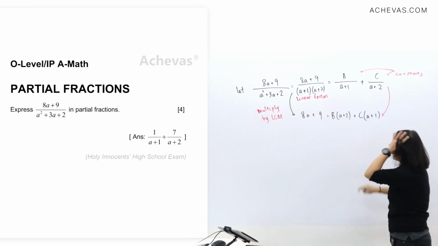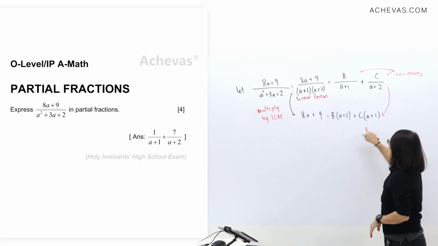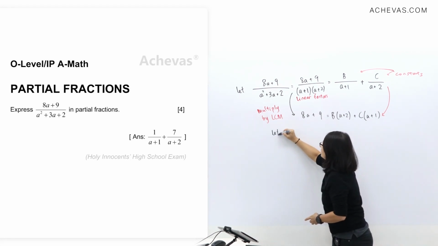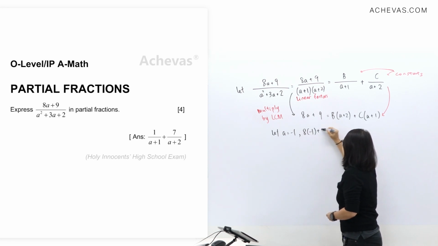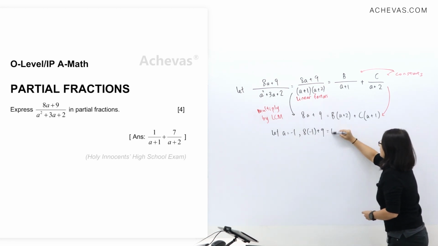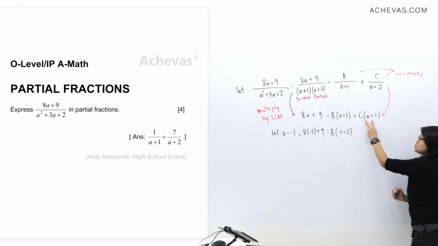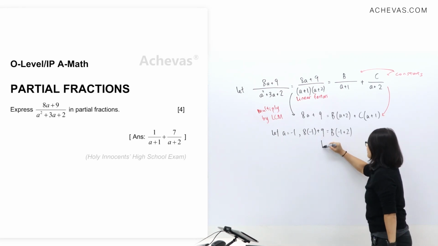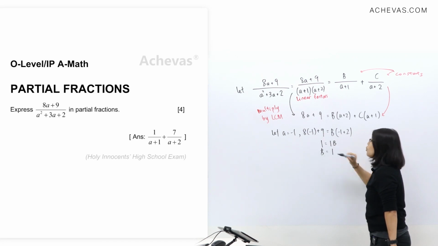Next step is going to be easy. For these two brackets, I'm going to work on one each time. I'm going to work on this one first. I'm going to insert a as -1. So I have b multiplied by (-1 + 2). Notice that when you insert -1, this whole term here becomes 0, so I don't have to write this down anymore. Now let's work on this one: 9 minus 8, I have 1. 2 minus 1, I still have 1. So b is 1.